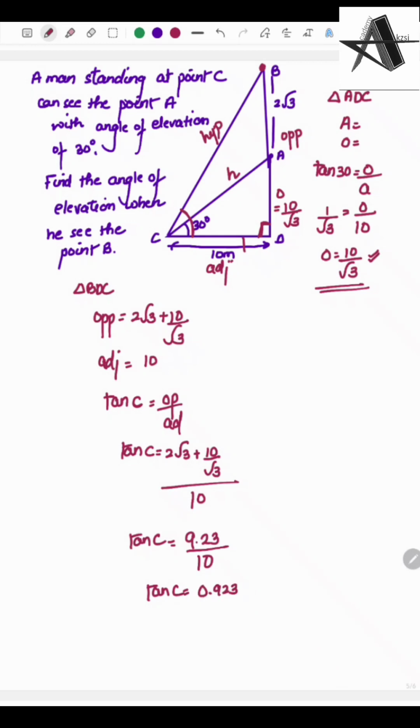0.923. So when we have to calculate an angle, we have to do tan inverse. Whenever we calculate an angle, it will be an inverse. That means tan inverse, sin inverse, cos inverse. Because here we have tan, I'll apply tan inverse. So C is equal to tan inverse of 0.923. The answer is 42.7. This is the final angle of elevation.